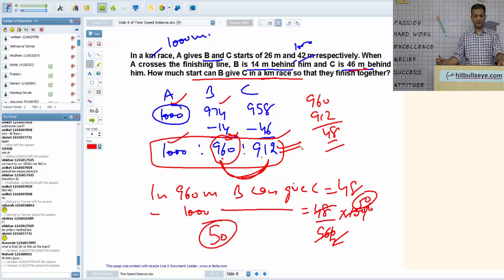So after that you can apply the unitary method because of the comparison between B and C. In a 960 meter race, B can give C a start of 48 meter, that is 960 minus 912. So in a 1000 meter race, how much start can he give to C?